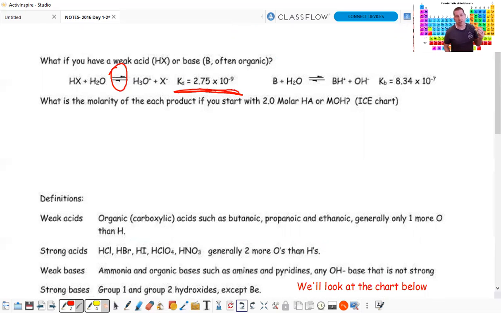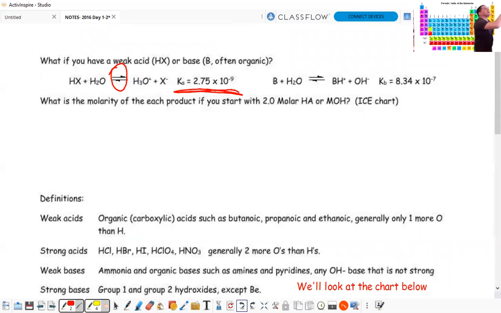Things like hydrochloric acid, which we consider strong, has a huge K value, like in the thousands, 10,000s, I think. One of them's in the 10,000s. Whereas weak acids are going to be like times 10 to the minus 5, times 10 to the minus 7, like times 10 to the minus 10.